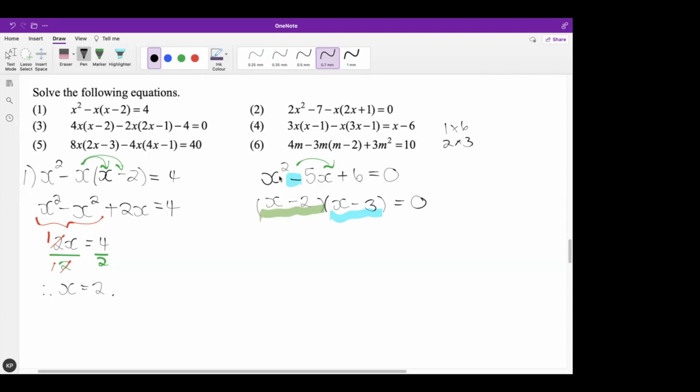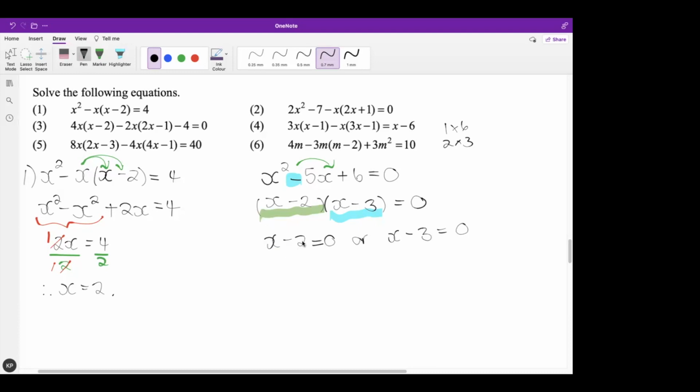If this is true, then one of these brackets has to be 0. Because if this is equal to 0, then I'll have 0 times something, which will give me a 0. Same thing. If this bracket is equal to 0, then I have a 0 times x minus 2, which will give me 0. So where you go from here is to split this question up. So you'll say either x minus 2 equals 0 or x minus 3 equals 0. So one of these brackets has to equal 0 for this to be true. Do you see that, guys?